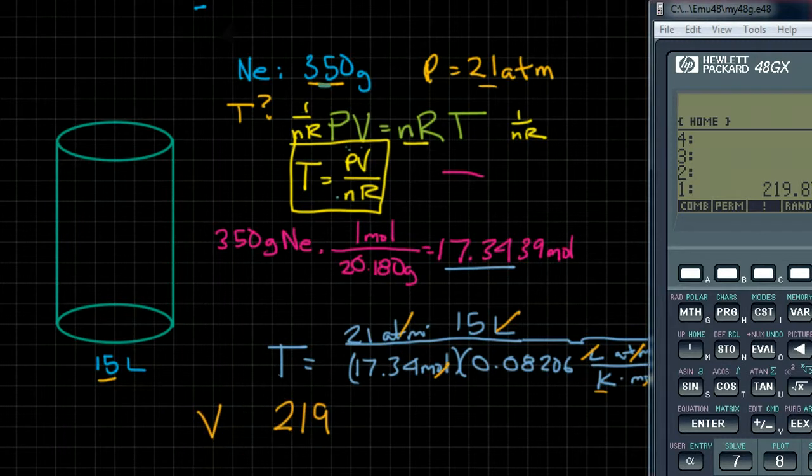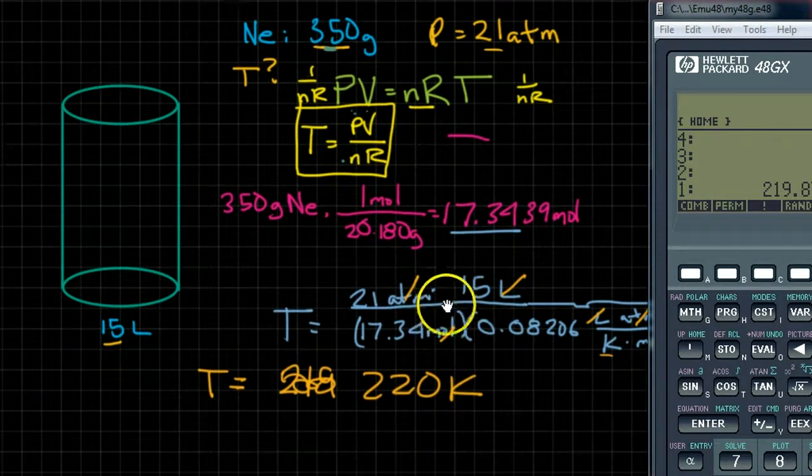So the final temperature of my container, to get all my neon to fit in there at that pressure, is going to be equal to 219. Well, actually, let's go sig figs. That's going to be 220 Kelvin. Okay, and that's it. Now you know what the temperature is inside.